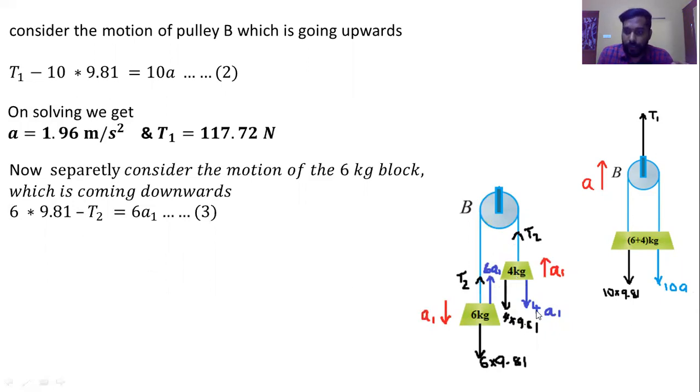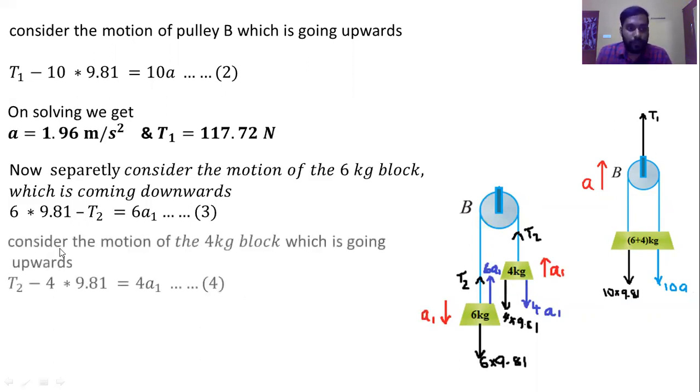Now consider the 4 kg block, which is going upwards. In this movable pulley, the total block with these two weights is going upwards, but inside of that the 6 kg block is coming downwards and the 4 kg block is moving upwards. So that should be the net acceleration. We need to find out the net acceleration.